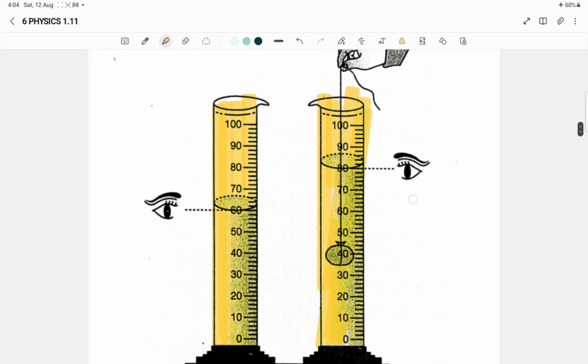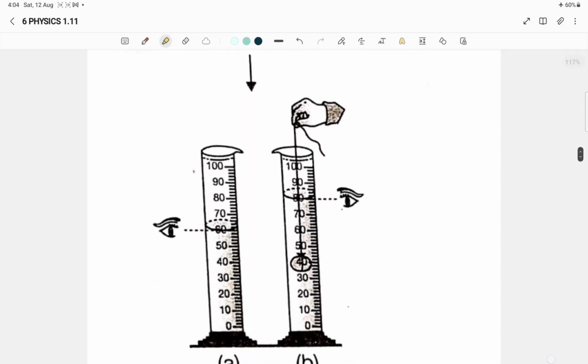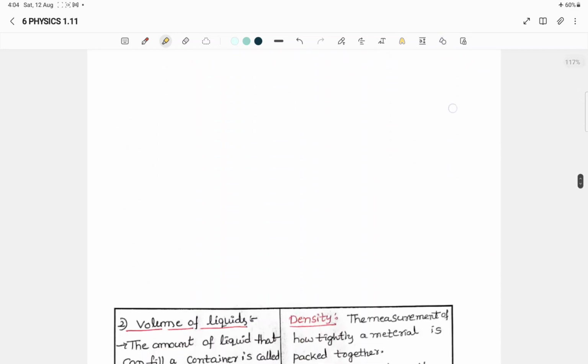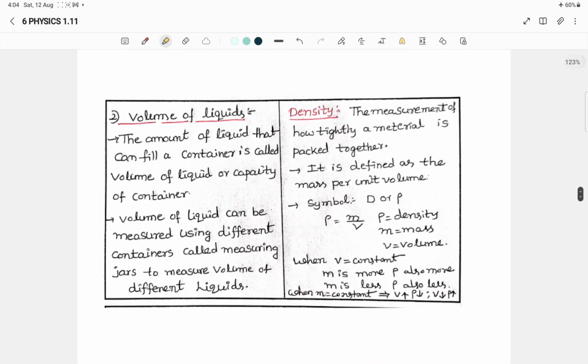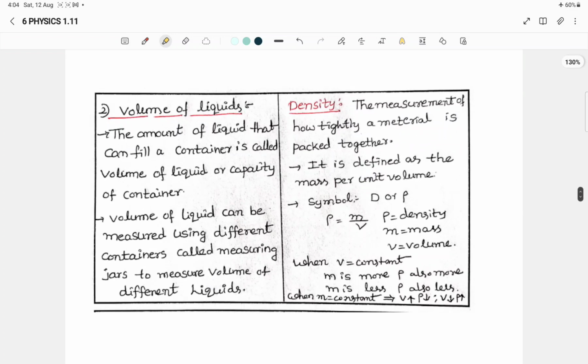Next we will go to volume of liquids. See here, volume of liquids. The amount of liquid that can fill a container is called volume of liquid or capacity of container. Generally, usually we take liquids in containers. So when we find the volume of a container, the container volume is equal to the volume of the liquid which we take in that container. Here volume of liquid is nothing but capacity of container also.